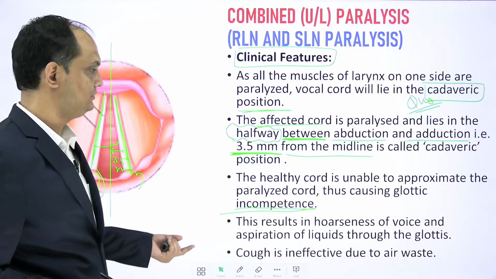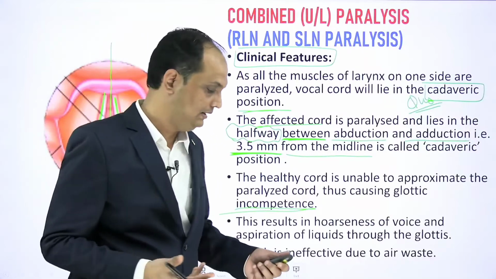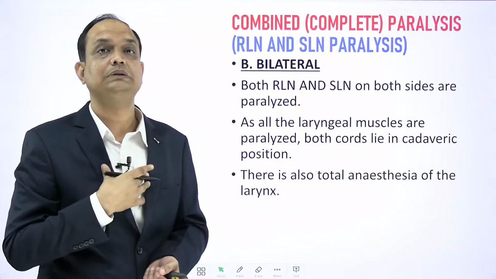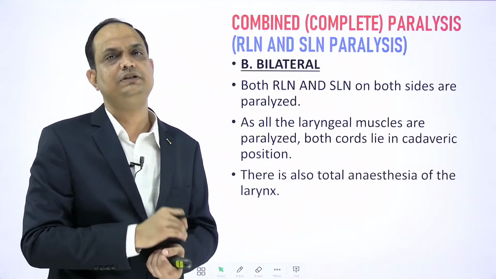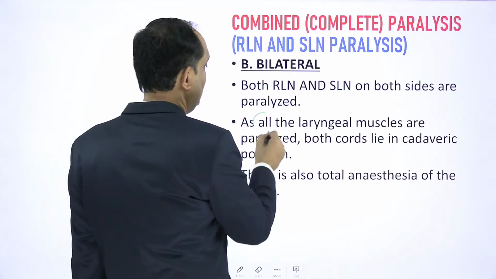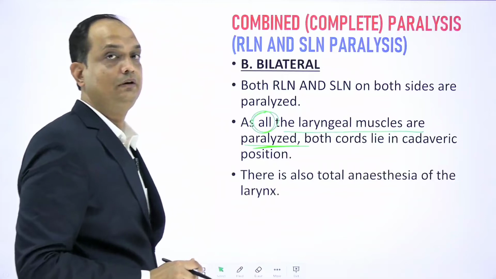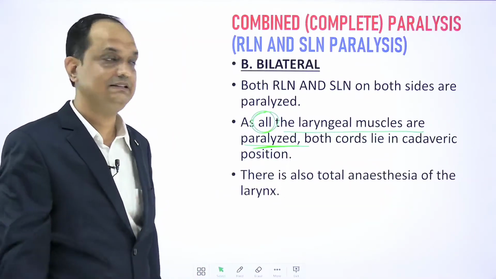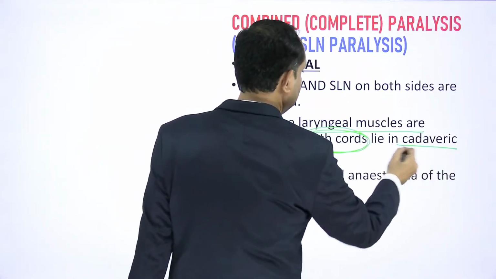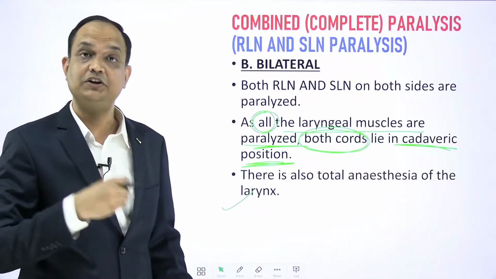This results in hoarseness of the voice and aspiration of liquid through the glottis. Cough is insufficient. And when bilateral palsy occurs, that means both superior laryngeal and both recurrent laryngeal nerves are paralyzed, which is a very rare condition. In this condition, all the laryngeal mucosa is anesthetized because of the involvement of the superior as well as inferior sensory supply. All the muscles are paralyzed, so both the cords come into the cadaveric position, and there is total anesthesia, so the patient is having aspiration.